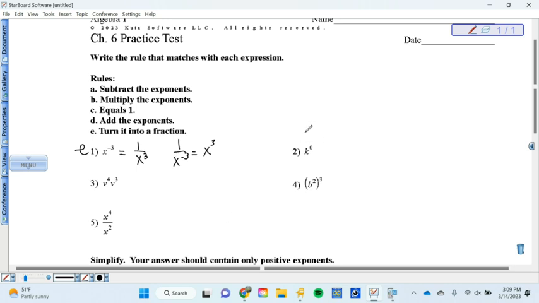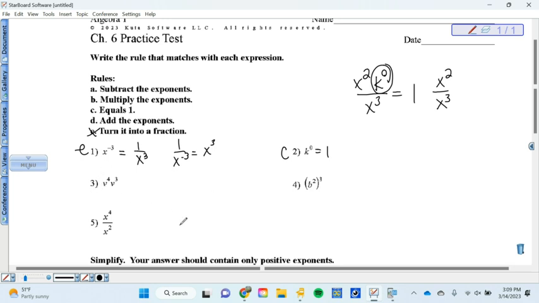How about number 2? What rule is that? Anything raised to the 0 power is what? 1, right? But what about this? Does that equal 1? I had people who I think just saw 0 as an exponent and then said the whole thing equals 1. No, just this equals 1. Just that equals 1. And then that x squared over x cubed, we'd have to simplify that, okay?